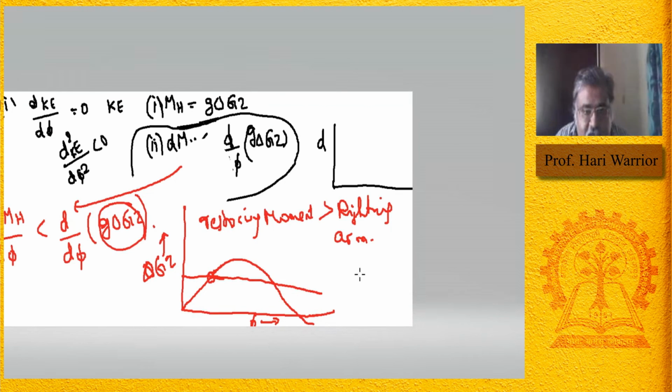So what we are seeing here is d by d phi of MH. MH is less than d by d phi of this thing, which is G delta Gz. So that means this region is actually a stable equilibrium. This point represents a stable equilibrium.